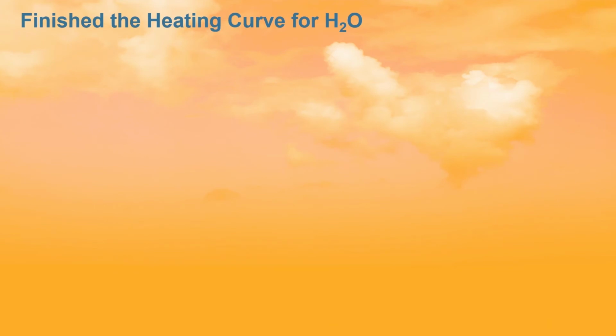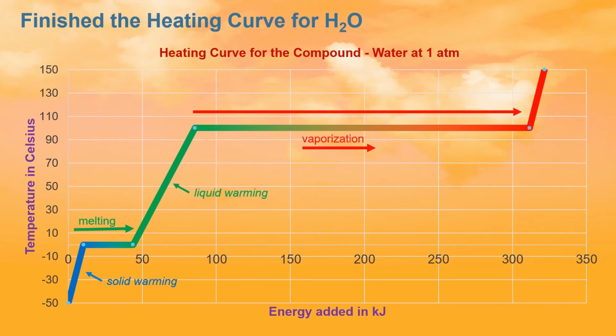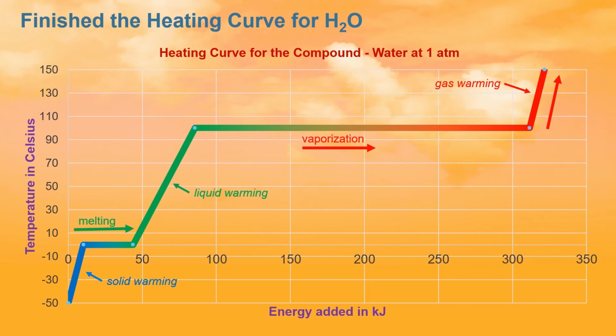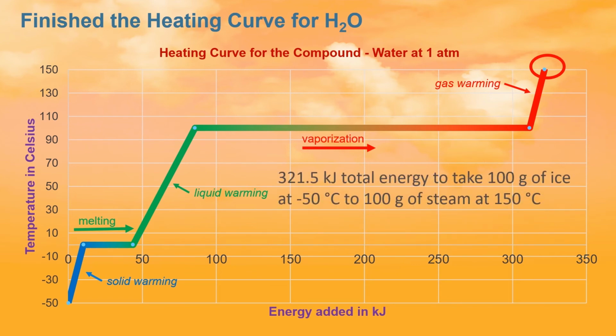We will draw these last 3 steps on our heating curve. At 0 degrees Celsius of water, we've already put in 43.7 kilojoules of energy. Now we've added the 41.8 kilojoules of energy it took to heat the water to 100 degrees Celsius, the 225.9 kilojoules it took to boil the water and make steam at 100 degrees Celsius, and finally, the 10.1 kilojoules it took to heat the steam to 150 degrees Celsius. Adding it all together, it took about 321.5 kilojoules of energy to take 100 grams of ice at minus 50 degrees Celsius to 100 grams of steam at 150 degrees Celsius.